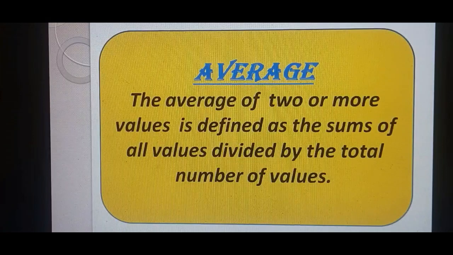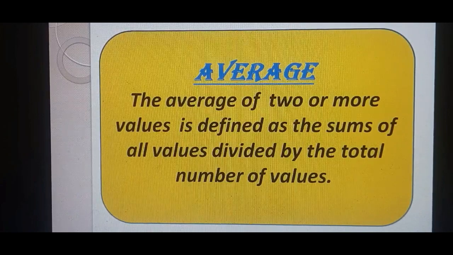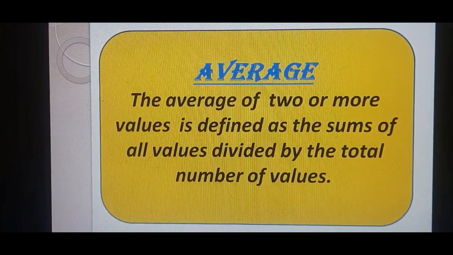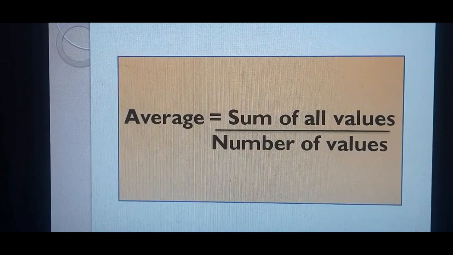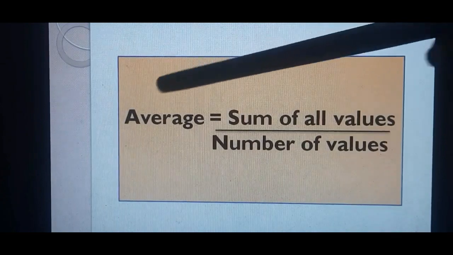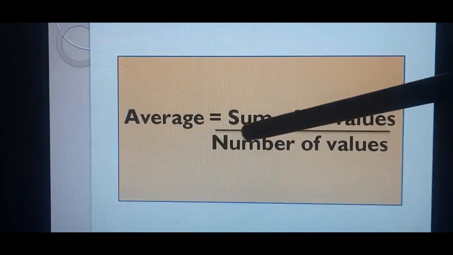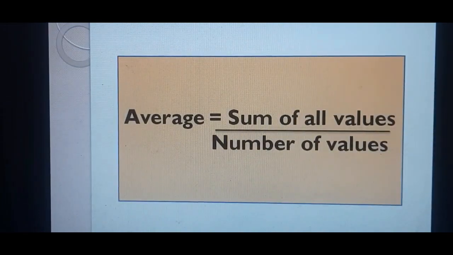of the values. As I explained to you previously also, if you have got 10 marks in English test and 15 marks in Hindi test, then what is your average marks? Then 10 plus 15 divided by 2, because total 2 tests are there. So it will be 25 upon 2. That is 12 1 upon 2 is your average. Understood? So according to this definition, what will be our formula? Average is equal to sum of all values divided by number of values.